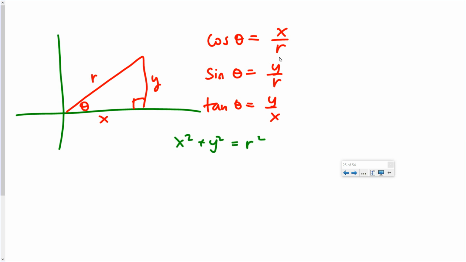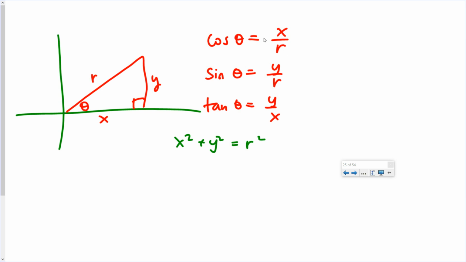r squared. So what you'll need to do is not just memorize this, but be able to spout it out. Because if you forget how to convert, it's just one of these equations. Nothing hard, except that you'll forget to spout it out. You'll forget that you know it.